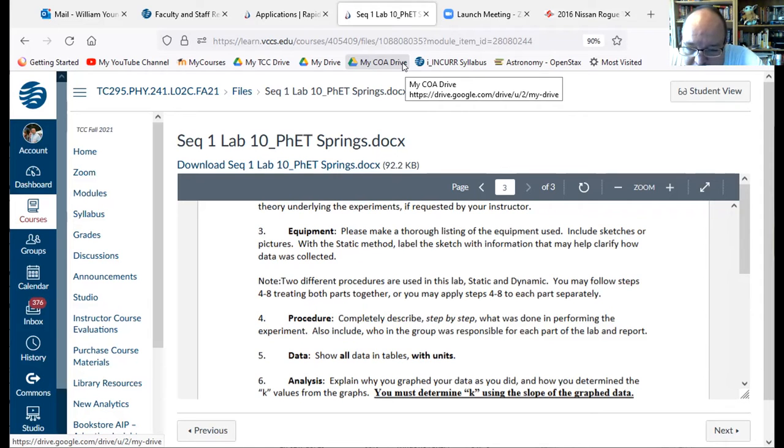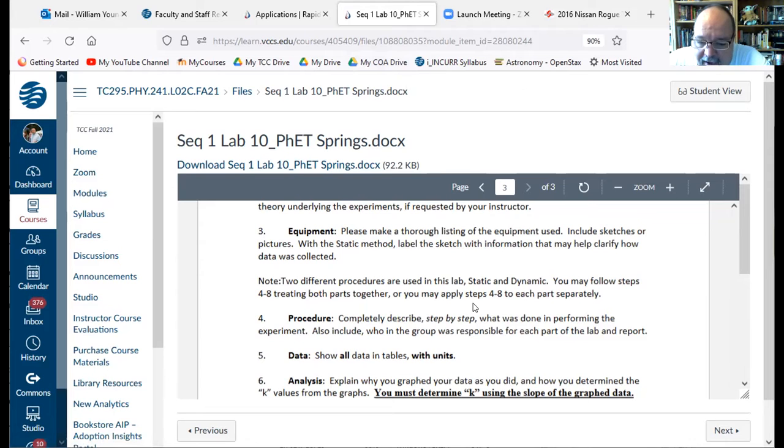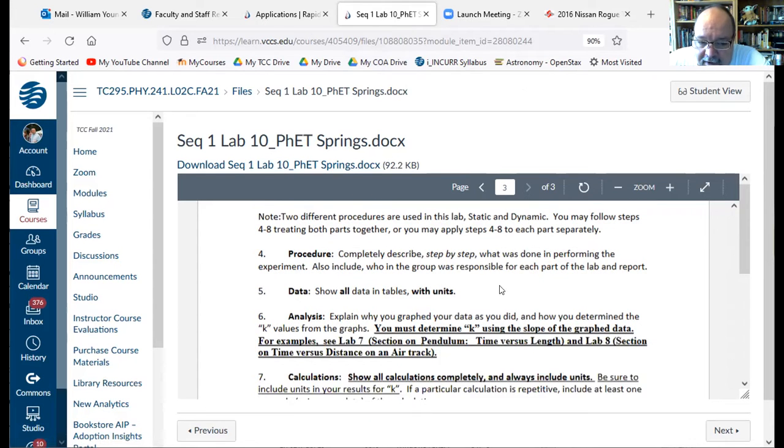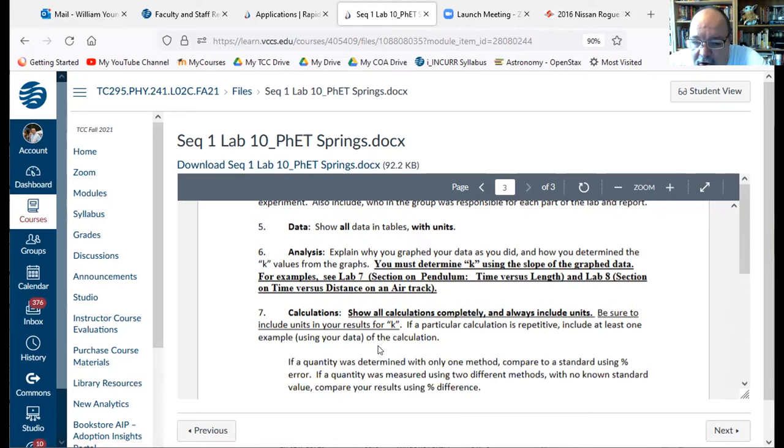Analysis. Explain why you graphed your data as you did and how you determined the K values from the graphs. And you must determine K using the slope of the graph data. For examples, see Lab 7, section on pendulum, time versus length, and Lab 8, section on time versus distance on an air track. Calculations, show all calculations completely. Again, if you're taking averages, show me one and that'll be plenty. If you're taking a percent error or percent difference, show me one, that'll be plenty. But you should show me all calculations of how you use your slope to figure out K, and all the calculations should include the actual units in them.